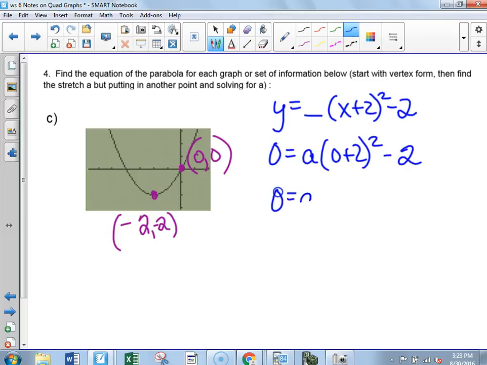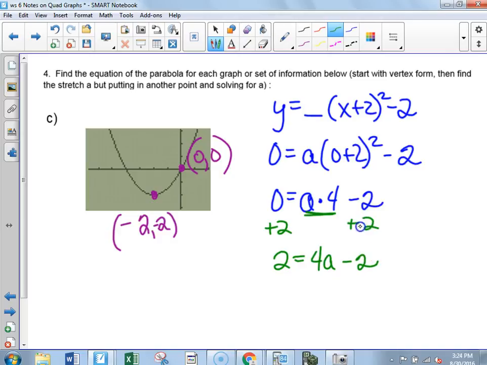What did you get? Guys, this is multiplied together. You can't do 4 minus 2 back here, right? This is a 4a minus 2. Okay, which I already added to the other side here. And that's not 2, it's what? 1/2. So final answer? y equals 1/2 times x plus 2 quantity squared.